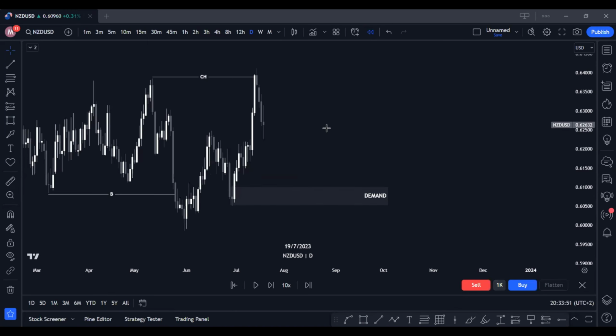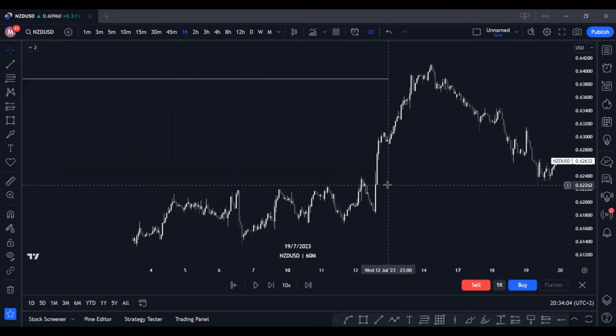So immediately when you have that, you have this. Okay, you're going to look for your counter trend trades to your demand area. Okay, you move to your lower time frame.